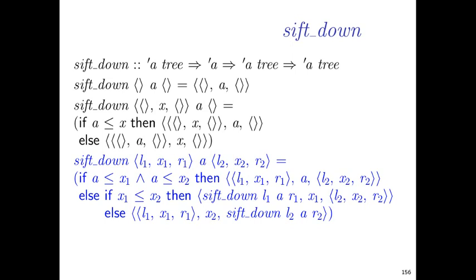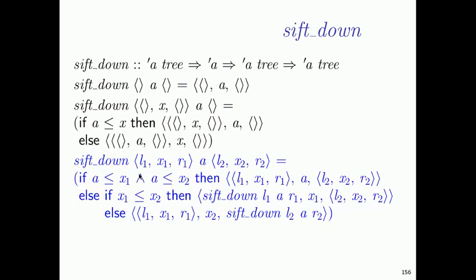If x1 is the smallest element, then x1 has to go to the top, and we can sift down A in the left tree. Otherwise, if x2 is the smallest of these 3, x2 has to go to the top, and we can sift down A in the right subtree. That's the idea, and I hope that these cases are somehow covered here.